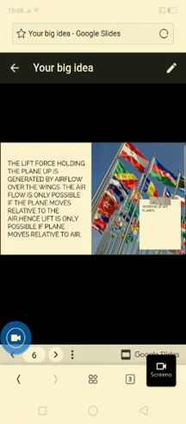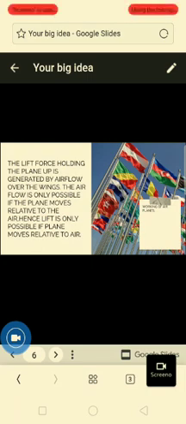Okay, so what is basically lifting the plane? The lift force holding the plane up is generated by what? Airflow over the wings. Obviously, first of all, the engine is producing the main part by accelerating the air in the backward direction, and as a result, the airflow pushes the plane in the forward direction.